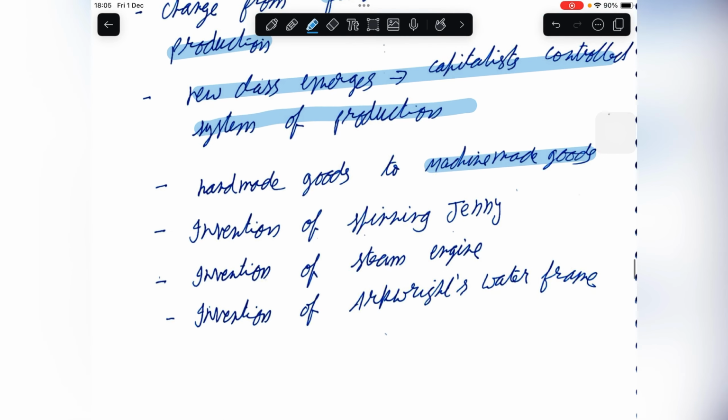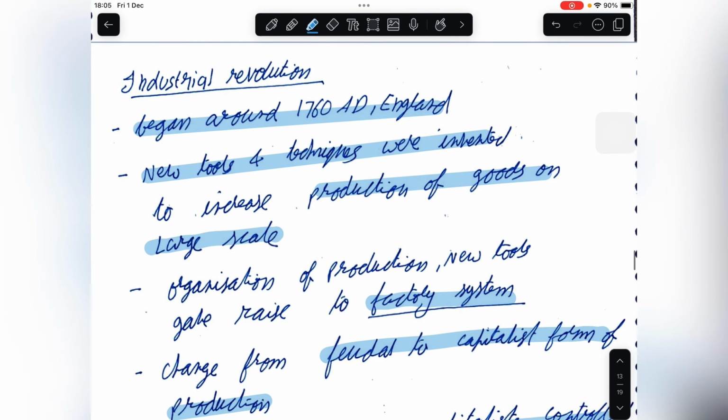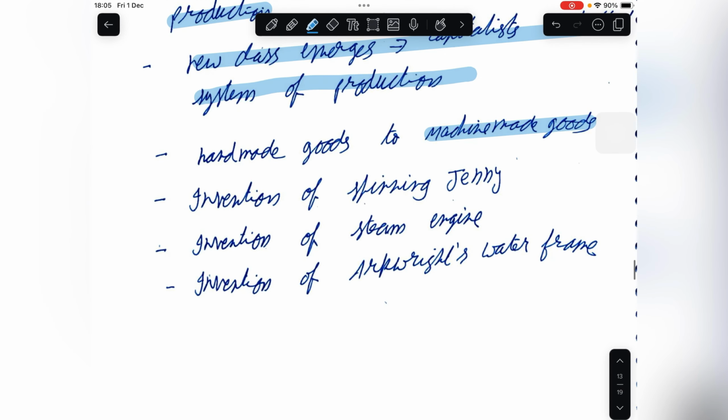There are a few inventions which were crucial to the Industrial Revolution. One is the spinning engine for cloth, the steam engine, and Arkwright's water frame.